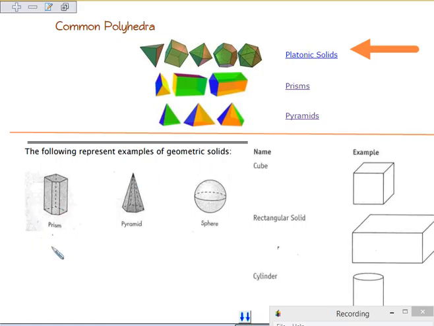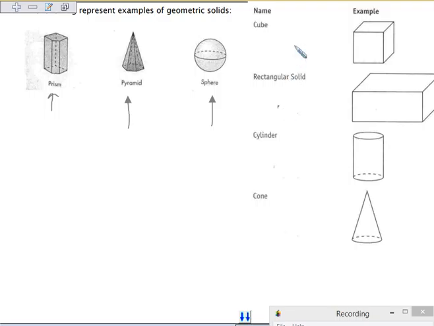So here's what a prism would look like. Here's what a pyramid would look like. And here's what a sphere would look like. Some more examples: a cube, a rectangular solid, a cylinder, and a cone.